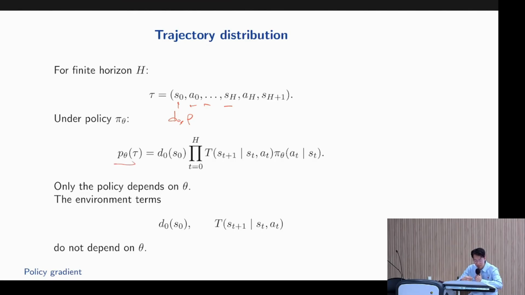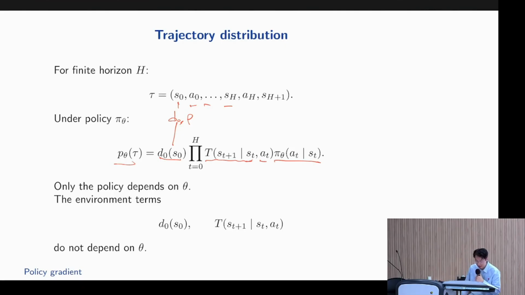It's just a probability chain rule. Initial state is sampled from the initial state distribution. Then we execute an action according to the policy distribution. And given the state and the sampled action, the environment distribution tells us the distribution over the next state. And it just goes on and on.